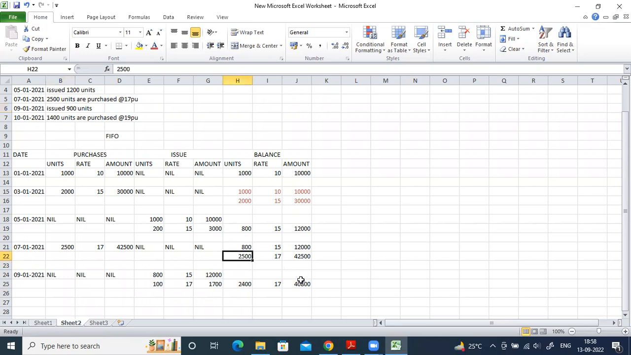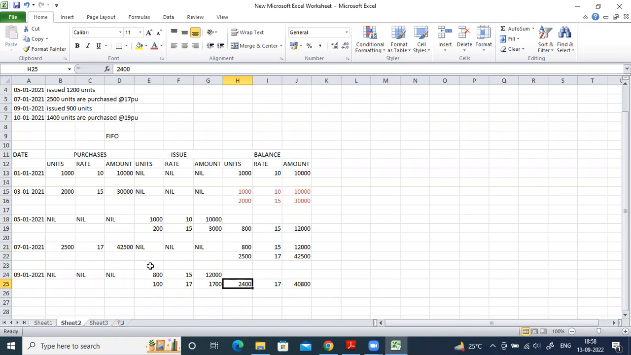Now what is the balance after 9th January? The first box is 0. We have only the second box, that is 2500. In the 2500, we issued 100. So we need to show 2400 at the rate of 17. I hope I'm clear on this.